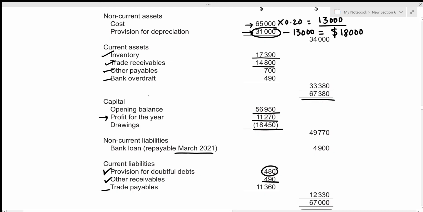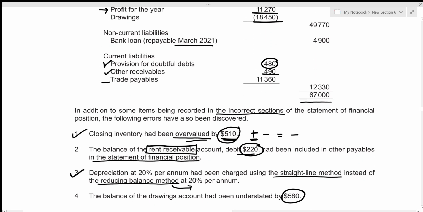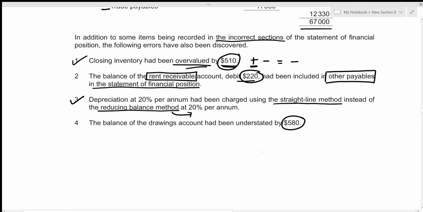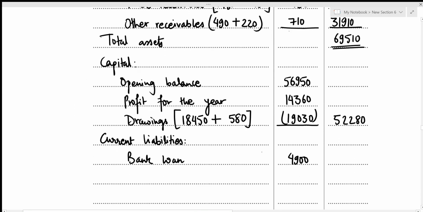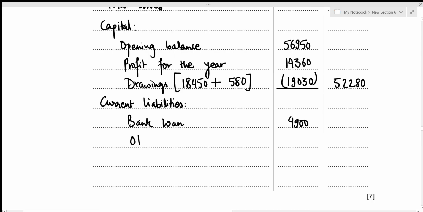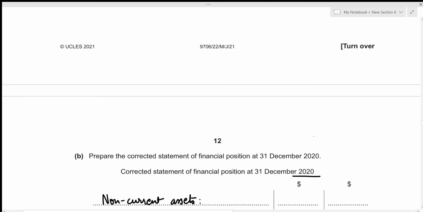So we rectified an error relating to receivable account, right, which had been included in other payables. So in other terms, we can just say that the other payables had been overstated by 220. So we need to subtract this amount of 220 from the given amount recorded in the incorrect statement of financial position, which was 700. So let's record the other payables first. So the given amount was 700 and it had been overstated by 220. Now this gives us the balance to be 480. Let's look for the next item.